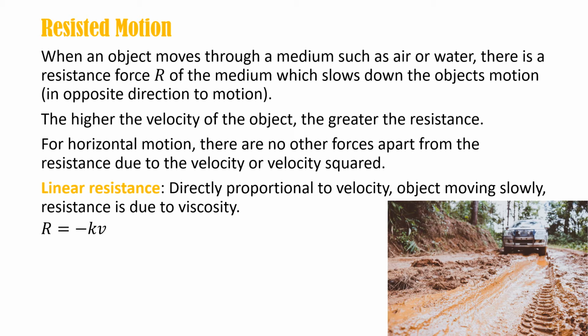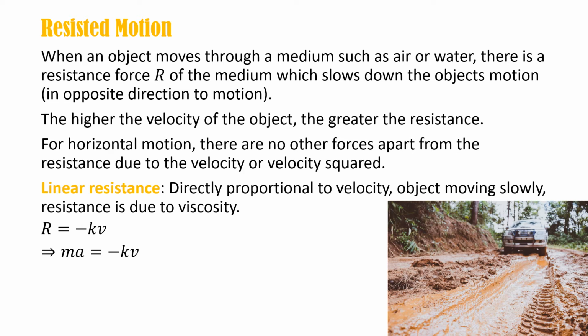Mathematically, we write that resistance as negative k times v, and k is just some constant. Right? There's going to be some sort of resistance constant, that is k, and v is going to be our velocity. It's negative because it's acting against the motion of the object.